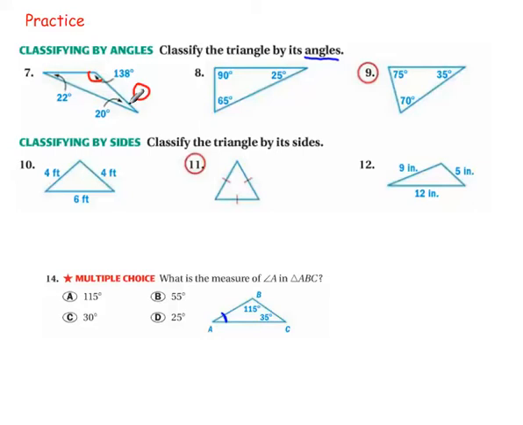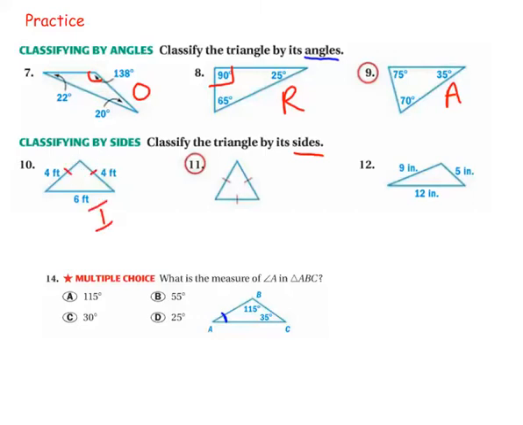All right, let's see how you did. Here's one obtuse angle, so that makes that an obtuse triangle. Here is a 90-degree angle, so that makes it a right triangle. And all of these are acute angles, so that's an acute triangle.